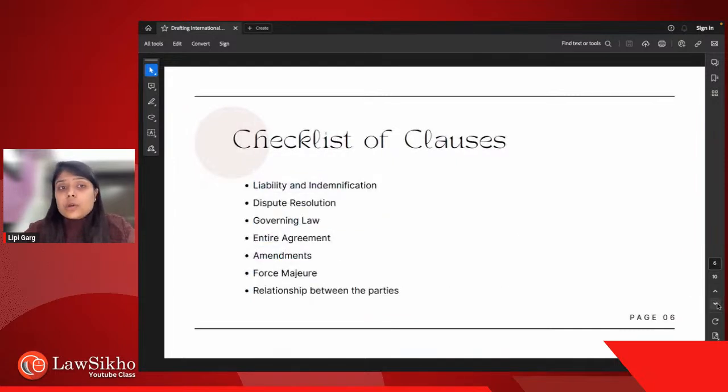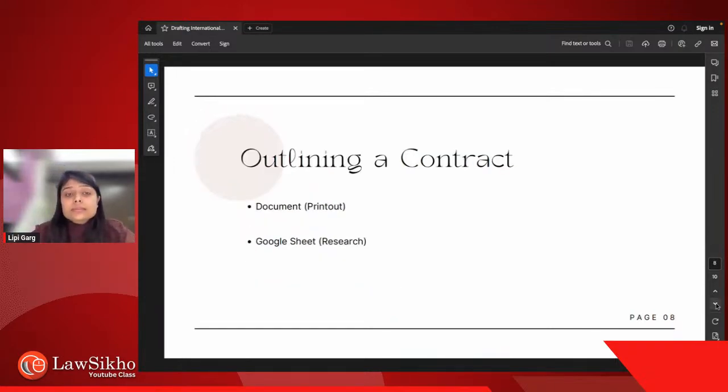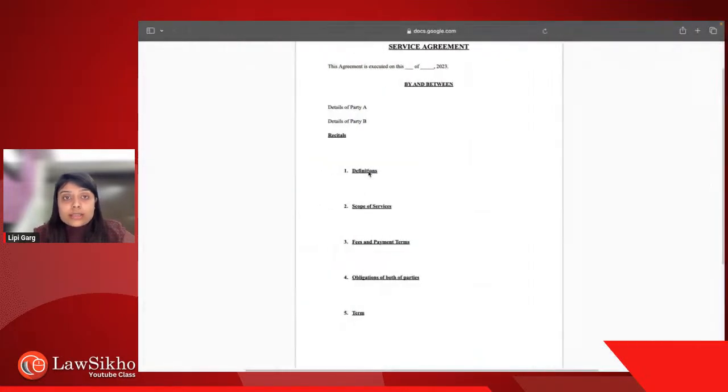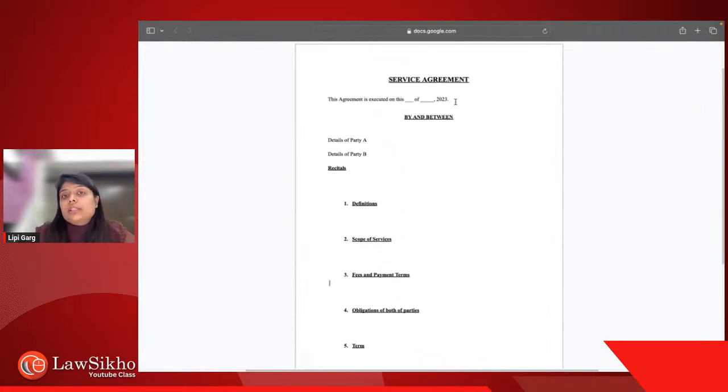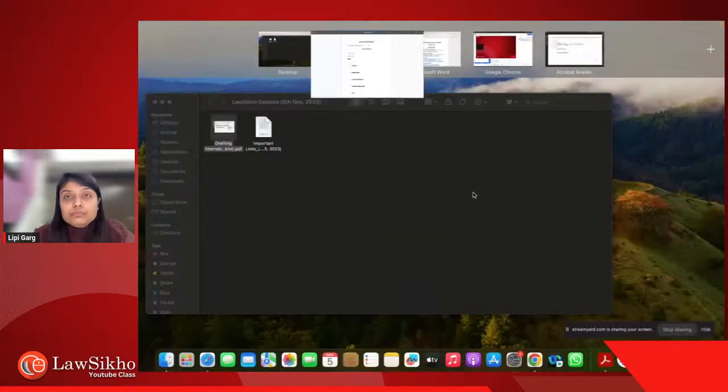Based on that, I make a checklist of all the possible clauses that can come to my mind, and then I put it in my outlining document and present it before the client. You do not have to present your screen, of course. Just take a hard copy of this when you're in the meeting and take notes. The client will always appreciate that.